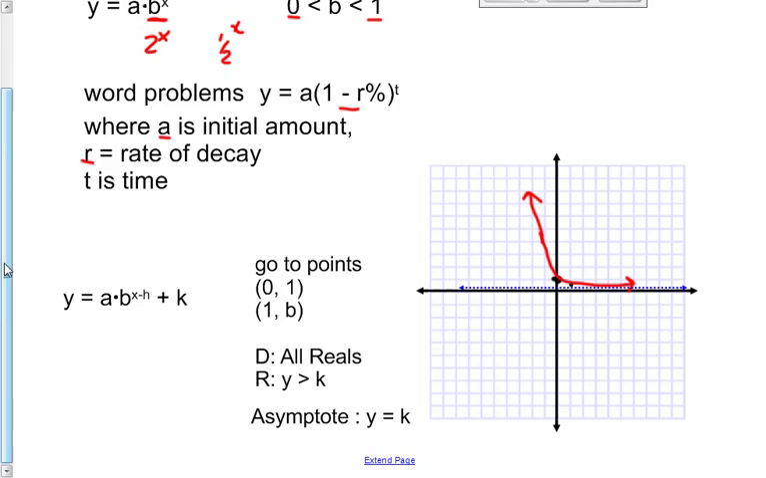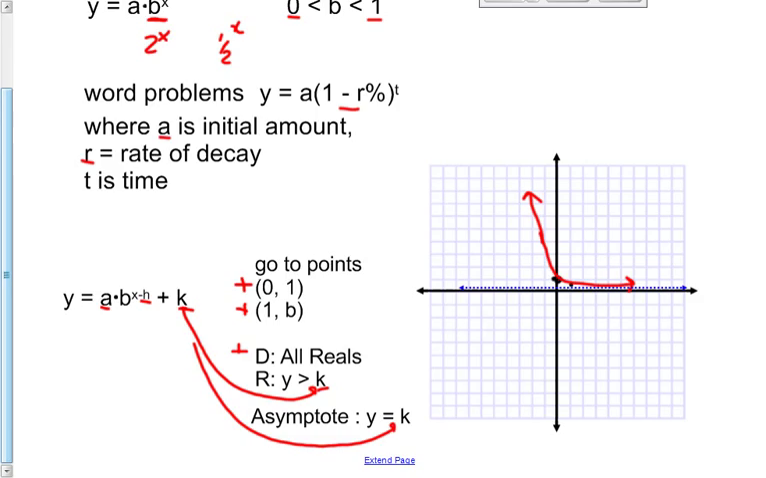Our equation that we're going to graph will still have those same a, h, and k values. Our go-to points will be the same thing: 0, 1 all the time, and then 1, b. And your b value will be the number that you're going to pull out of your model. The domain, again, is all real values. Your range will be that k number sitting in the back, just like we had yesterday. The k number from the back will give you two answers. It will give you the range, and it will tell you where your asymptote line is.